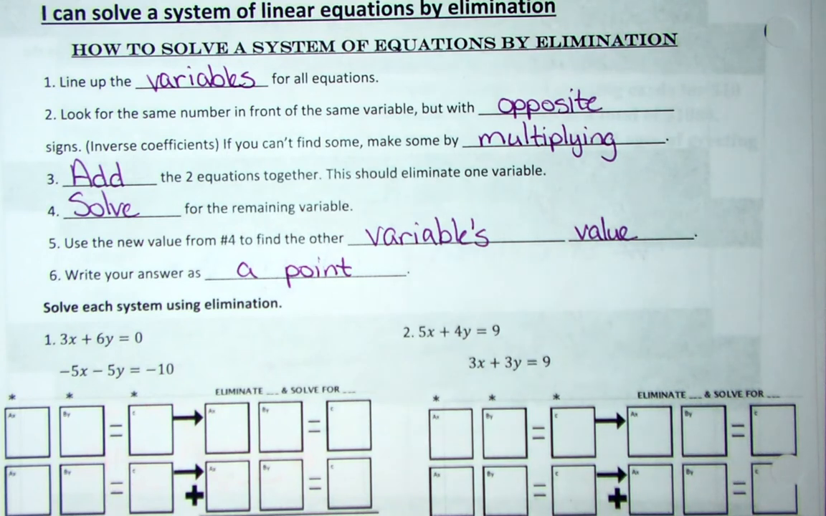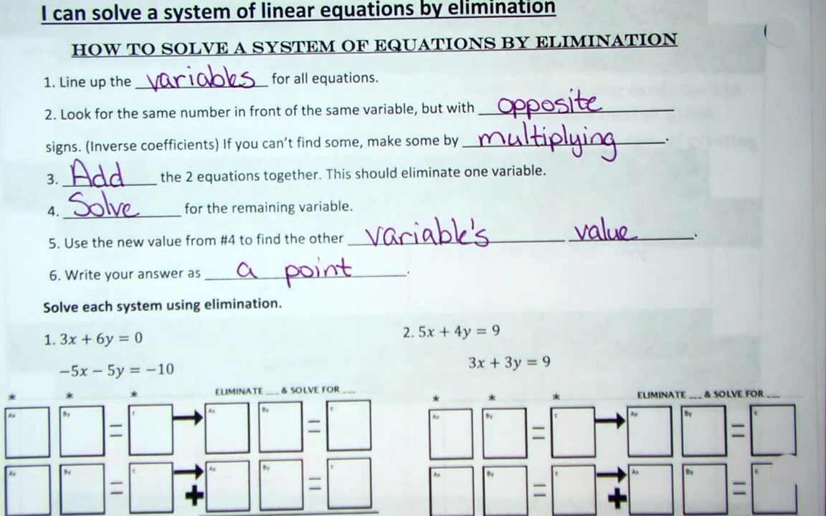So for elimination, you want to make sure that all of the variables are lined up one on top of the other, and look for the same number in front of the same variable, but with opposite signs. Those are called inverse coefficients. If you can't find some, then you're going to make some by multiplying one or both of the equations.